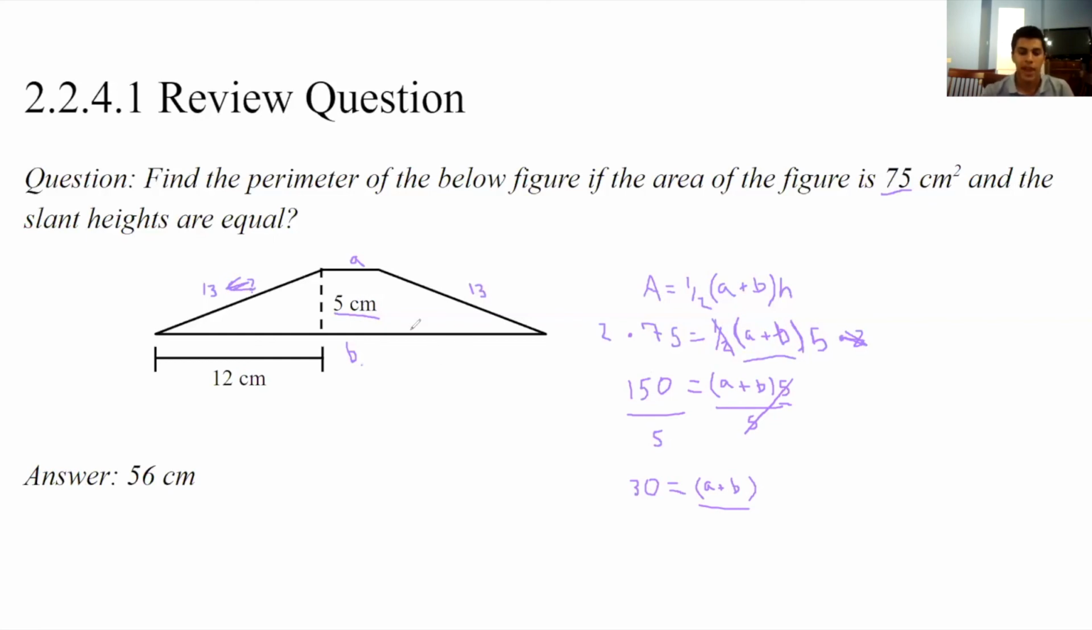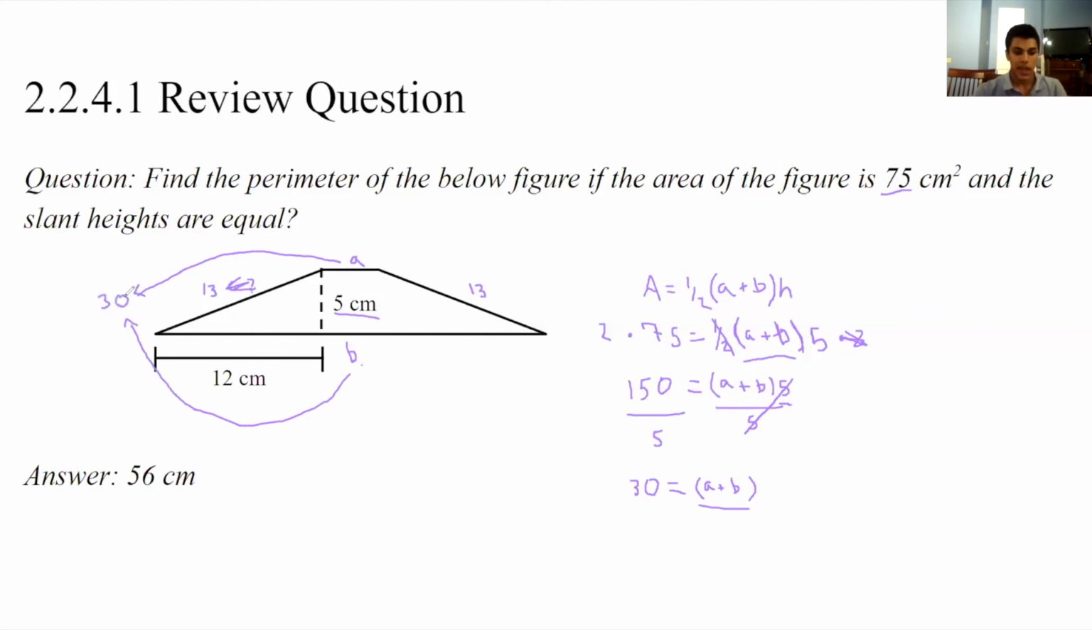So now that we know that, again, we don't need to find the value of each individual side, because remember, perimeter is just the sum of all the sides together. So if we know the sum of two sides, we don't need their individual values. We can just add that to the values of the other sides. So we know a and b together are 30. So I'm just going to draw an arrow and say these are 30 centimeters.